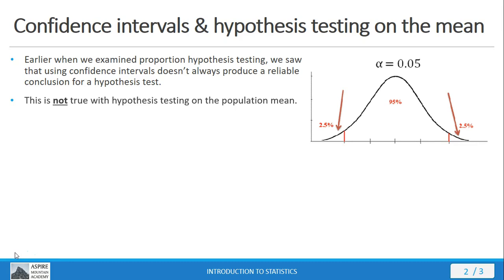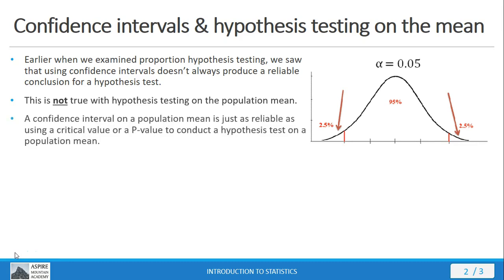That's not the case when we're looking at the population mean. So the hypothesis test on the population mean is going to come out the same way as the confidence interval. They're going to give you the same answer. So whether you use the critical value and the test statistic, the p-value, and the level of significance alpha, or a confidence interval, any one of those three, they're all going to give you the same result for testing the claim.